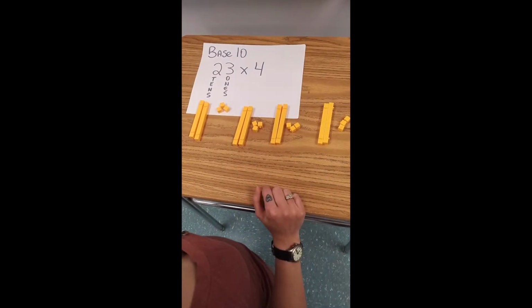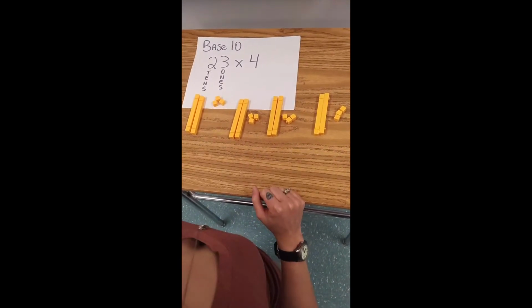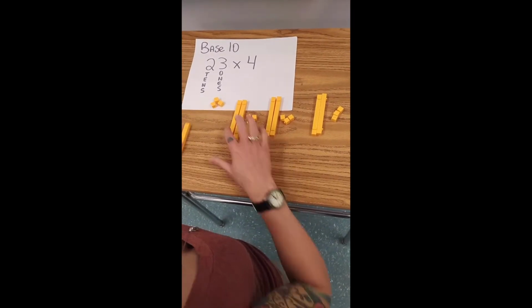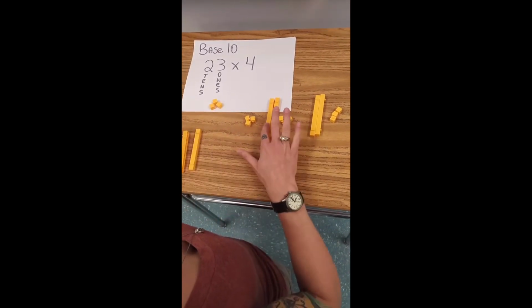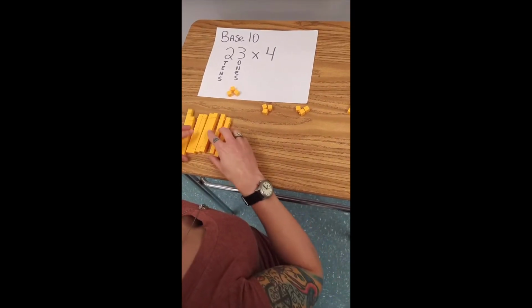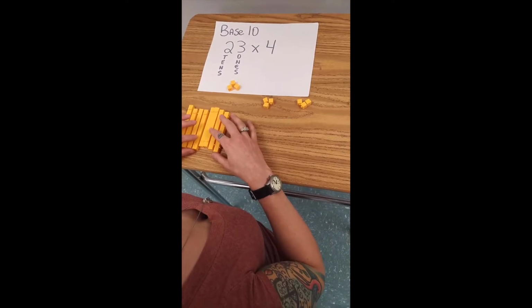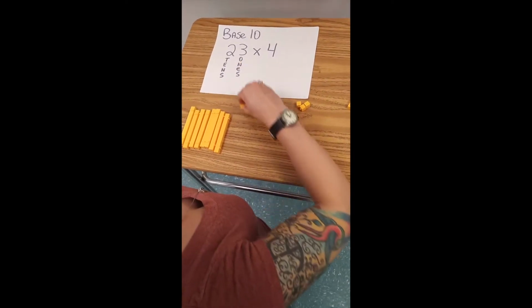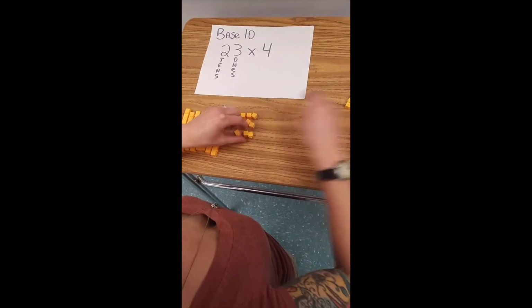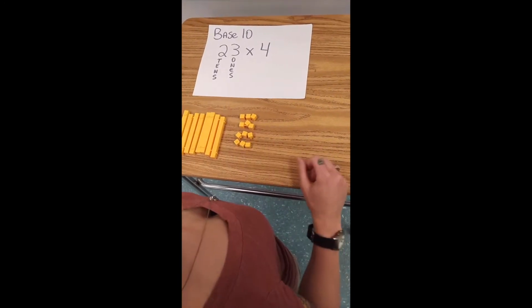Now that we have our 4 groups of 23, we can count our blocks to solve this equation. Let's count by 10s first. 10, 20, 30, 40, 50, 60, 70, 80. We have 8 10s, or 80. Now let's count our 1s. We can count 1 at a time or by 3s. 3, 6, 9, 12. We have 12 1s.